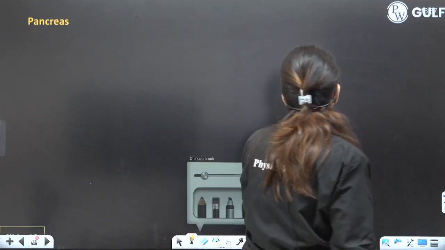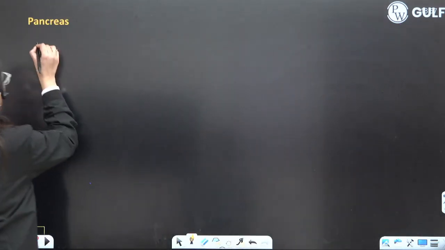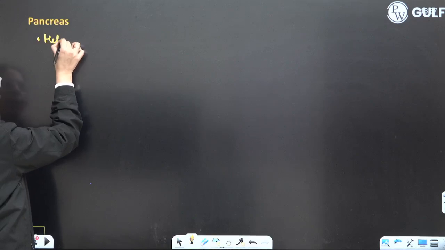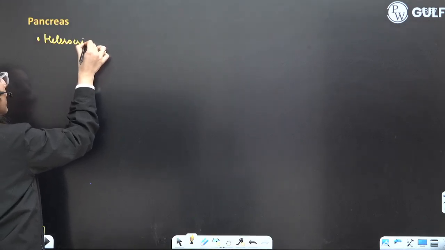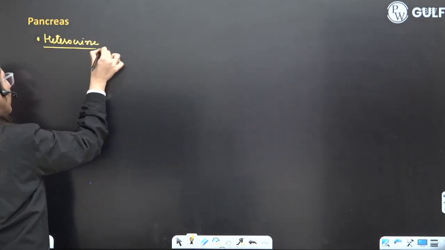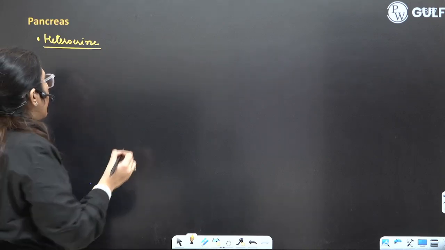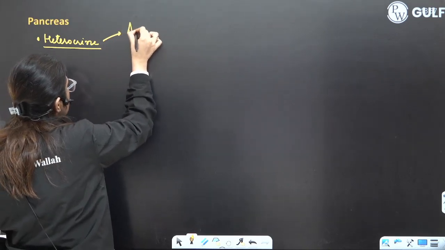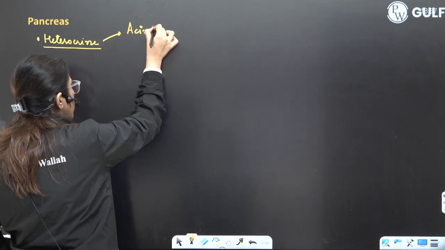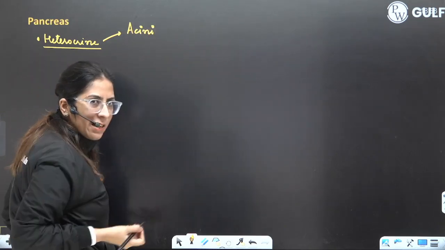Pancreas is heterocrine. What is this pancreas? Pancreas is heterocrine. It has endocrine as well as exocrine activity. Right? Now here you will see acini cells are there. Acini cells help in the formation of enzymes which help in digestion of protein and fats.